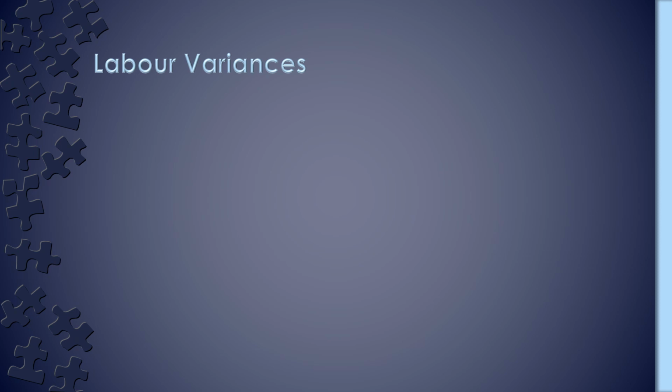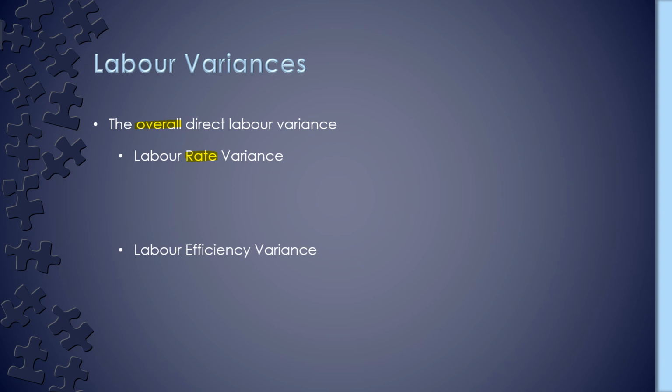So now taking a look at labour variances, we're going to have an overall direct labour variance, and the overall direct labour variance will be split down into your labour rate variance and a labour efficiency variance. Now the labour rate variance is all based on how much your employees are paid. So this is going to be about how much per hour you are paying your employees.